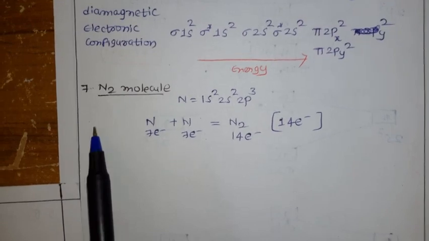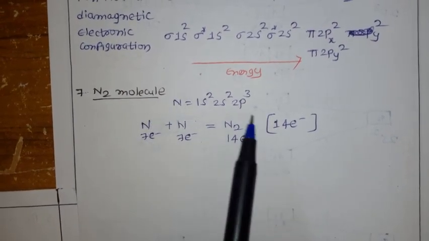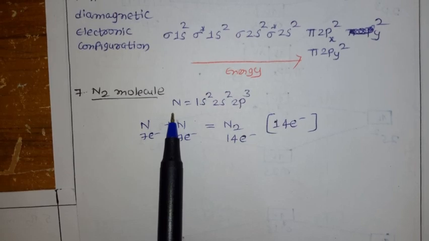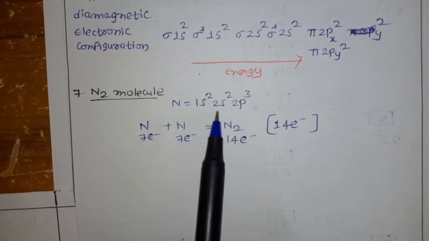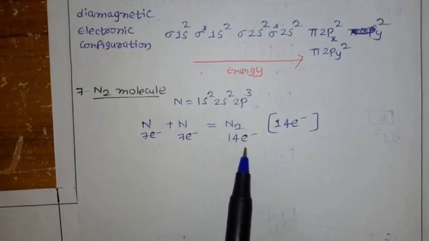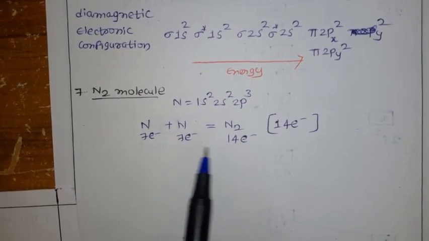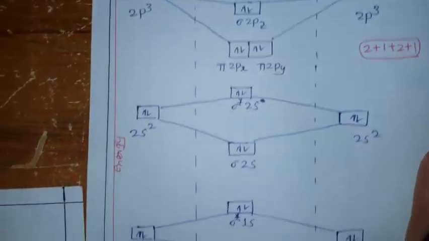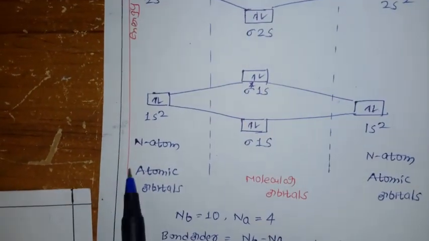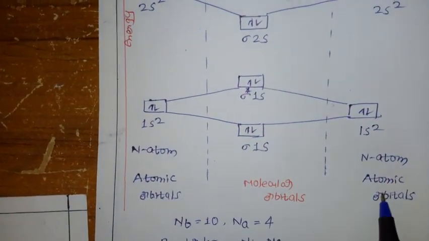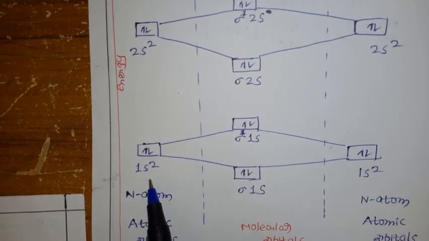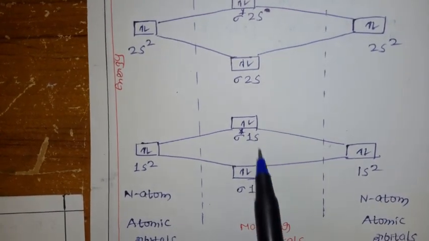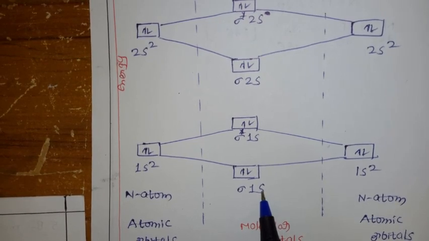Now come to the N2 molecule. Okay, now this is the case of up to 14 electrons. If you write the electronic configuration of nitrogen, it equals 1s2, 2s2, 2p3, isn't it? So one nitrogen consists of 7 electrons, so two means total we have 14 electrons. Okay, now if you write the energy profile diagram, this is one nitrogen atomic orbital, second nitrogen atomic orbital. So 1s and 1s give rise to 1 antibonding molecular orbital and 1 bonding molecular orbital.